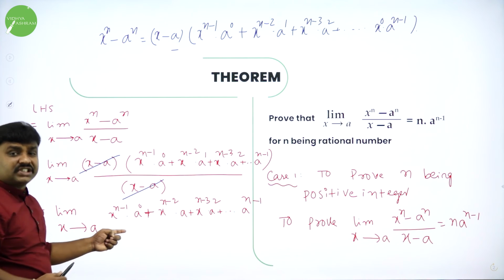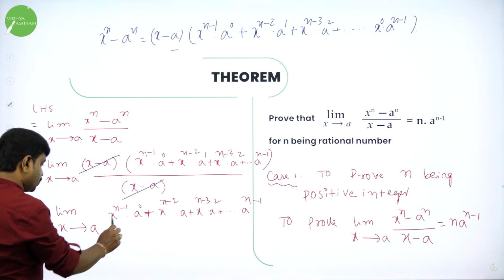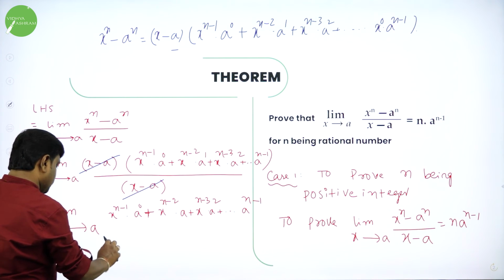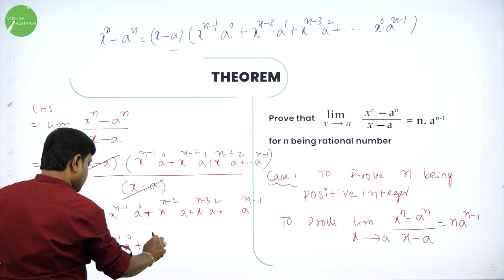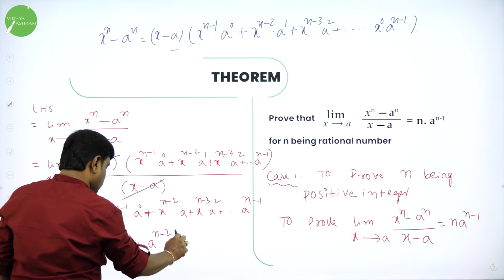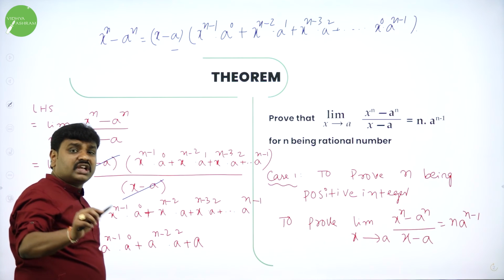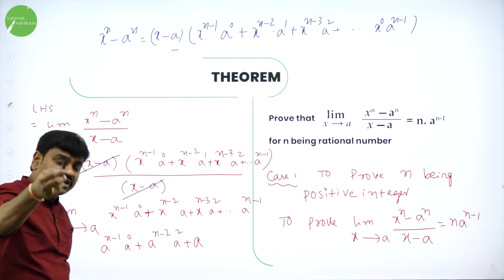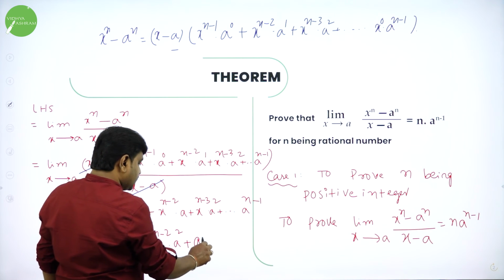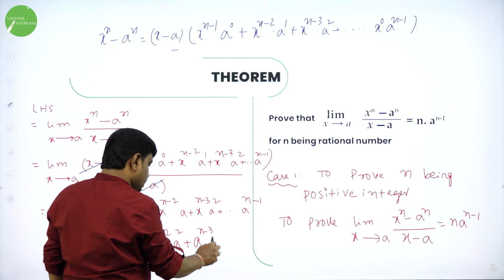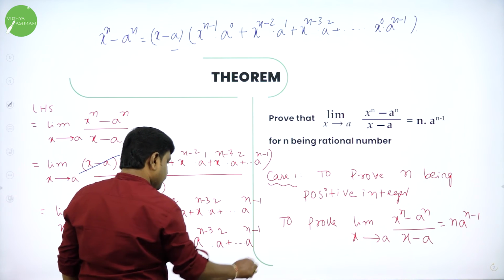Now what is meant by limit x tends to a? In the place of x put a. So this will become a power n minus 1 into a power 0 plus a power n minus 2 into a square plus, wherever x is there put a. What is meant by x tends to a? Limit x tends to a means in the place of x put a. So here we have x, I put a, here we have x, I put a. So here we have a power n minus 3 into a square, and so on. Last term is a power n minus 1.